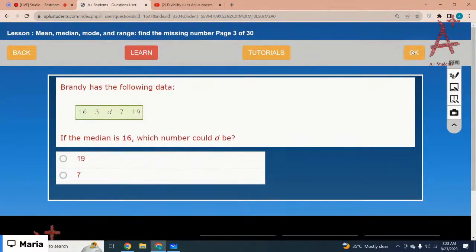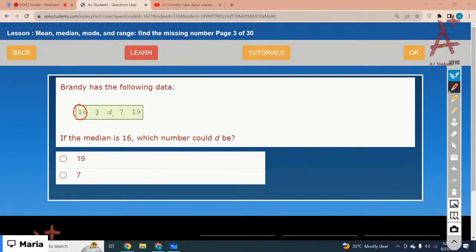Brandy has the following data. If the median is 16, what number could D be? Okay, median is 16. That means 16 must be the middle number, right? The smaller numbers are before the median, and the greater numbers are after the median. That means D, you can see two numbers here, D must be the number that is right after the 16.